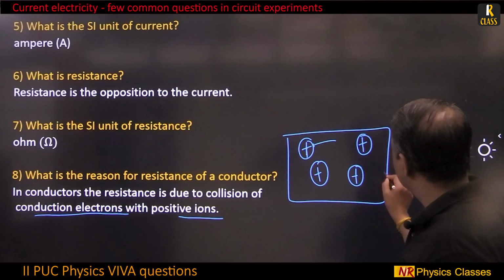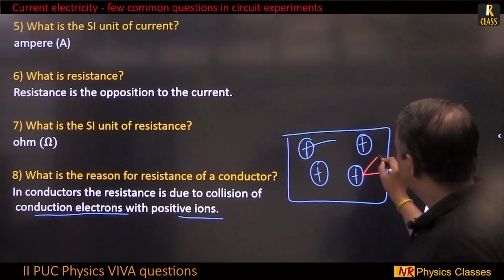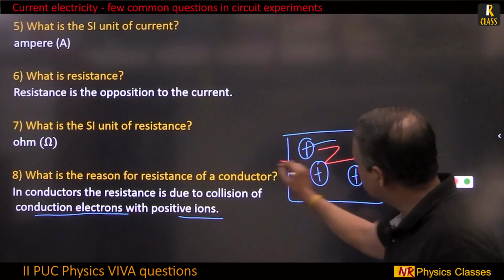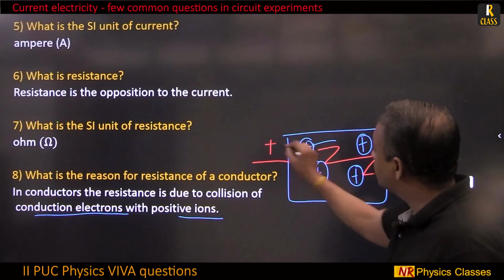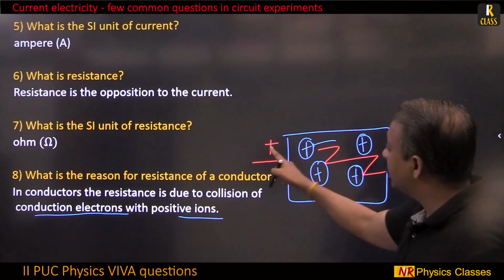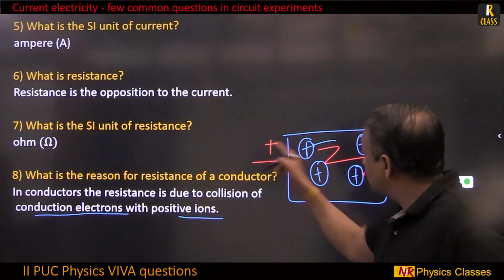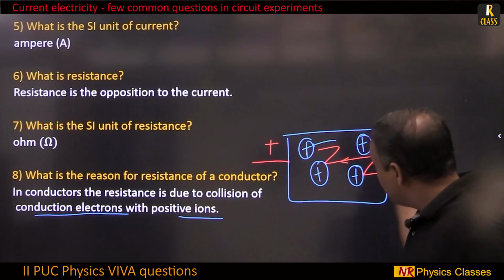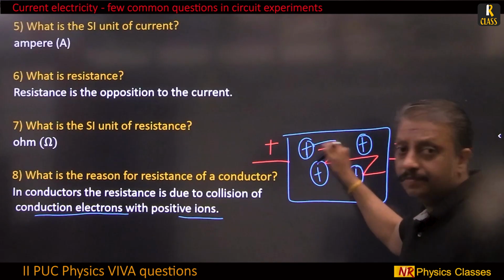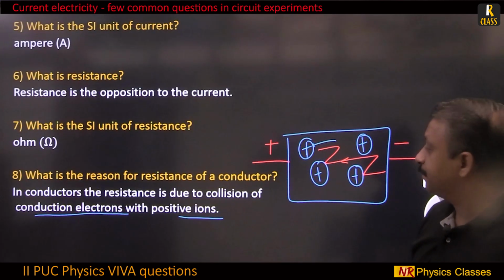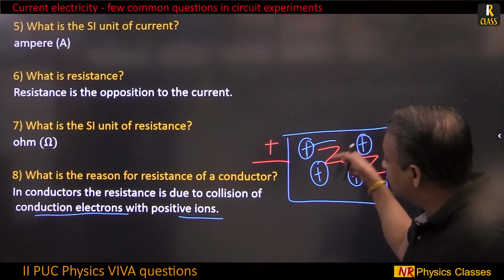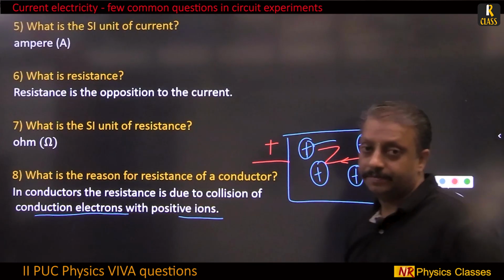Electrons moving like this collide with the ions. That is true only when the ends of the conductor are maintained with a potential difference. Electrons move towards the positive end. While moving, they collide with the positive ions. So this collision is the reason for resistance.